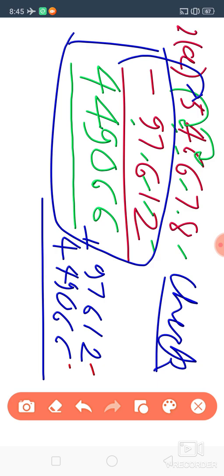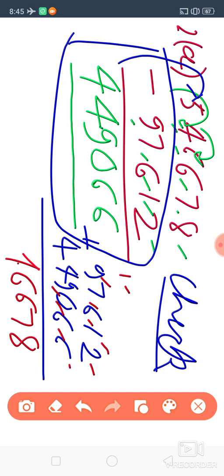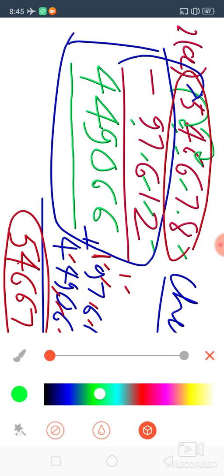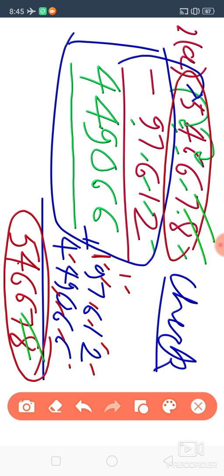2 plus 6, how much will you get? 8. Then 1 plus 6, how much will you get? 7. Then 6 plus 0, how much will you get? 6. Then 7 plus 9, how much will you get? 16. 1 carried. 9 plus 1, 10. 10 plus 4, 14. 1 carried. So 1 will be here. So 4 plus 1, how much will you get? 5. Now look here. 546678, 546678. Are we getting the same? Both this part and this part, are we getting the same? We are getting the same. So this is correct.